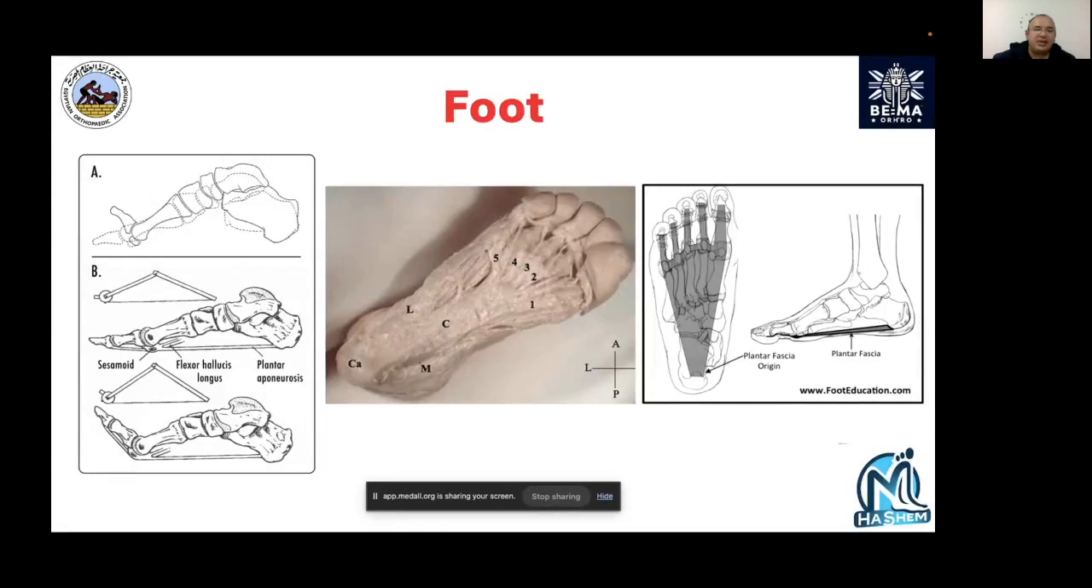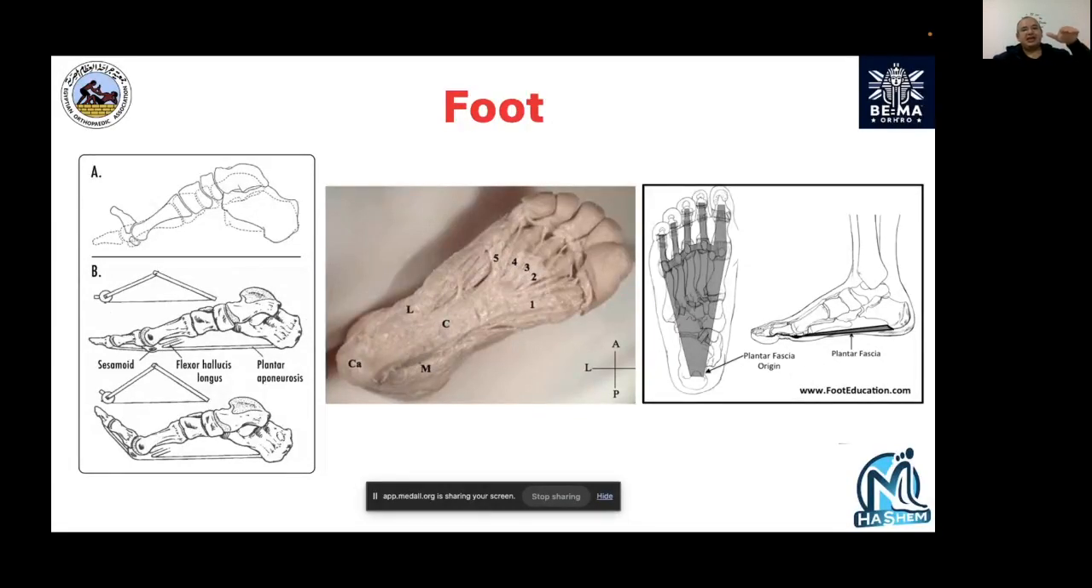With this dynamic, there is a static stabilizer of your medial longitudinal arch, which is the plantar fascia and the spring ligament. All the plantar ligaments, but specifically the spring ligament, which is the plantar calcaneonavicular ligament, is very, very important, and we'll speak about it separately in a minute.